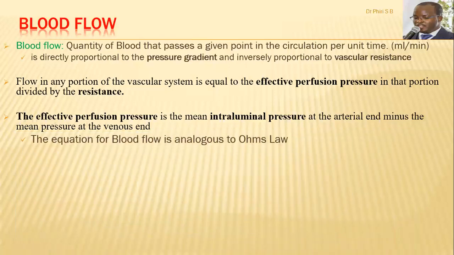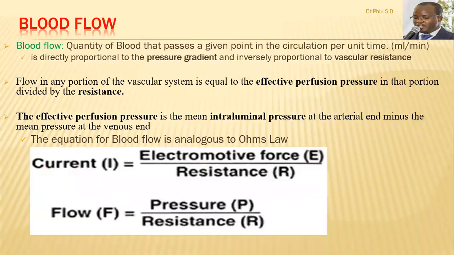So the equation for blood flow is analogous to Ohm's law. You can compare it to Ohm's law, which looked at electricity, so you're talking of current. Current is equal to the electromotive force divided by the resistance. In the same way, you can compare blood flow to current, because blood flow is equal to the pressure gradient, or pressure, divided by the resistance. So once I give you pressure and resistance, you'll be able to calculate blood flow to that particular organ.